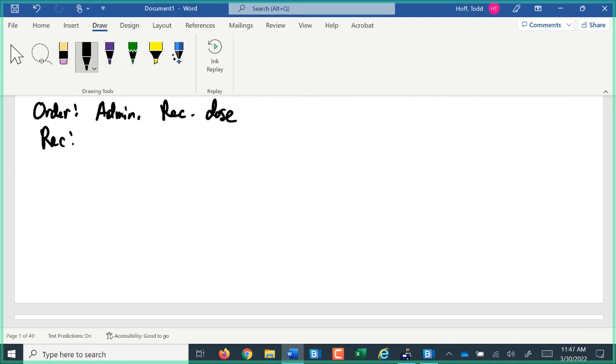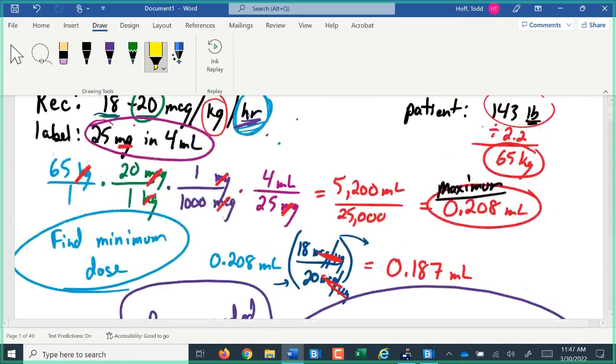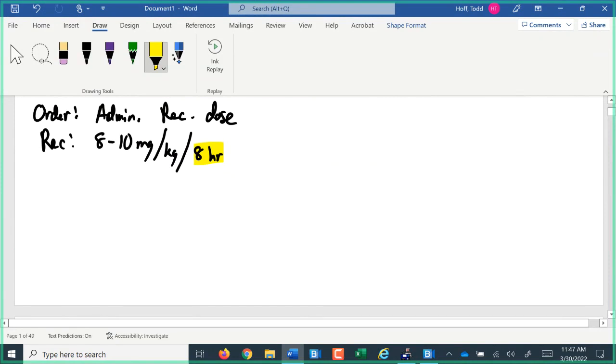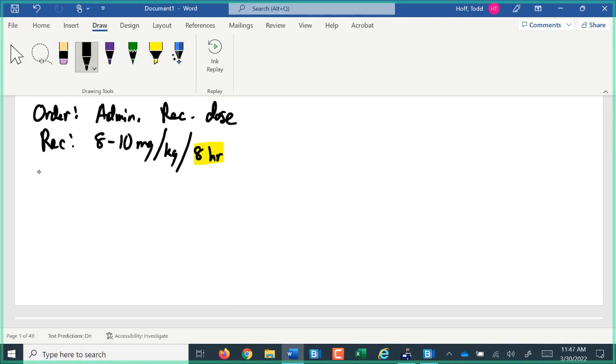So for this example, our recommendation is 8 to 10 milligrams per kilogram per 8 hours. So you'll notice now this time frame has changed. In the last example, that was just per hour. Here it's per 8 hours. And it is important to pay attention to that, even though in this problem we will take it out of our calculation until the very end. It's still important to be aware of that time frame.